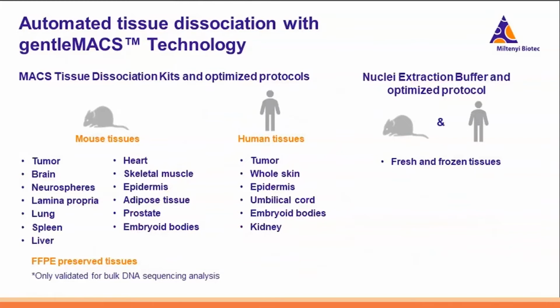The MACS tissue dissociation kits come along with optimized protocols to cover the dissociation of a wide diversity of fresh murine and human tissues, and also FFPE preserved tissues. The kits developed for the dissociation of fresh tissues are suitable to prepare cells for both bulk and single-cell DNA and RNA sequencing analysis. However, for FFPE preserved tissues, we have only validated the preparation of the cells for bulk DNA sequencing analysis at the moment.